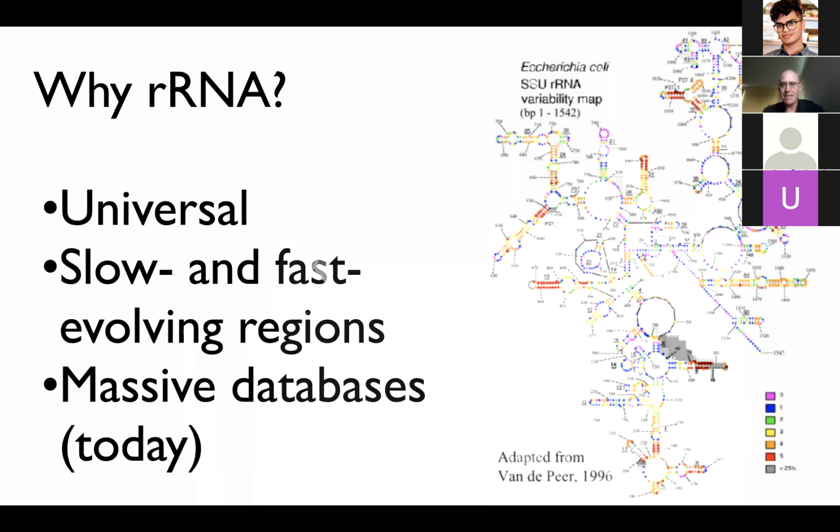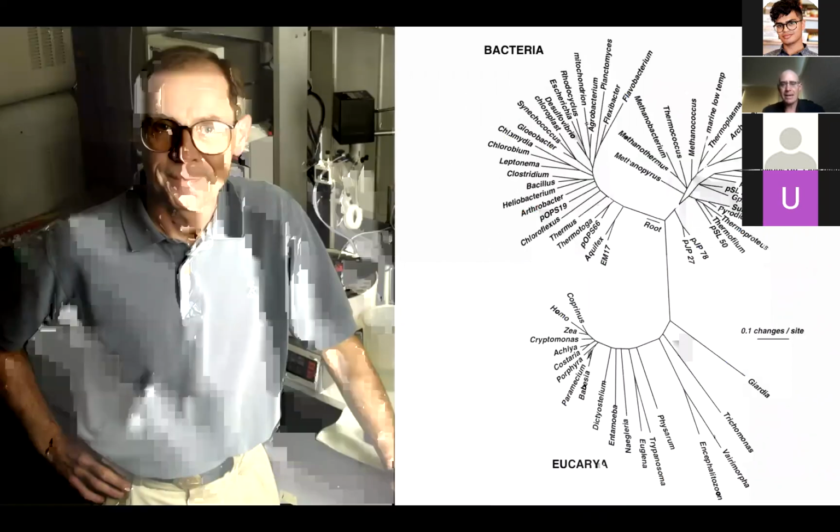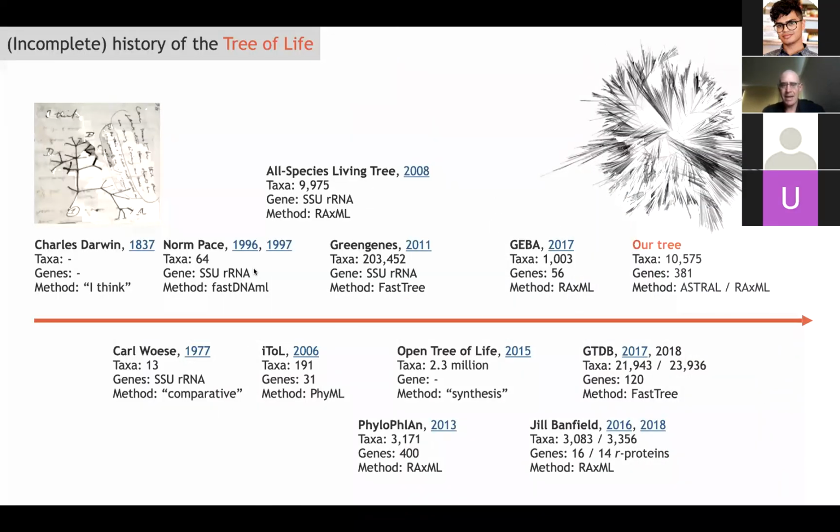And we have massive databases of known sequences we can use. This was pioneered by Norm Pace, who used ribosomal RNA to define the overall tree of life with Carl Woese. Just to give you an idea of this, Darwin came up with the original concept of the tree of life in 1837. In 1977, trees could be built with 13 taxa using molecular methods.